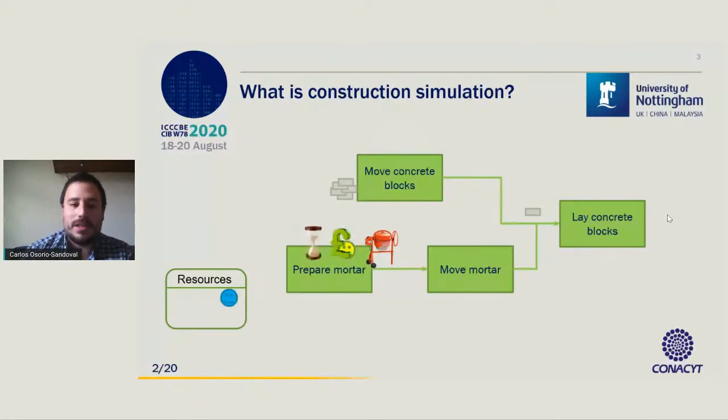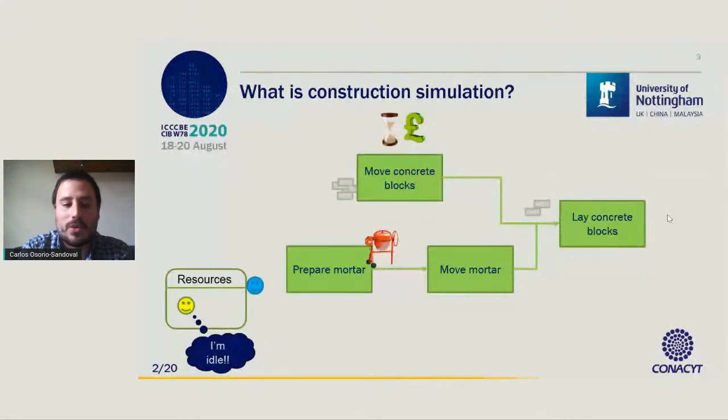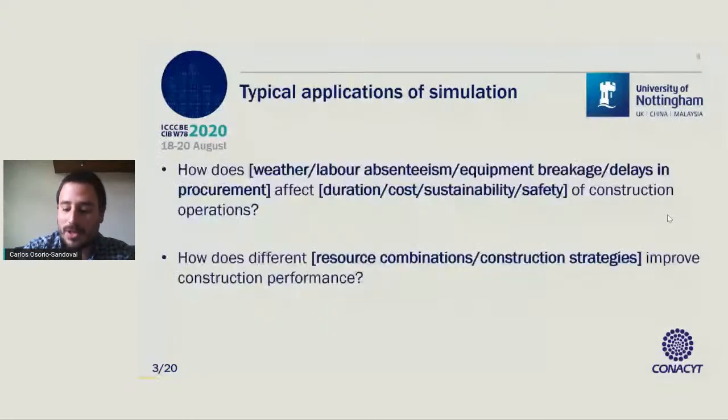So simulation is widely used mainly by the academic community for several applications, including, for example, estimating the impact of diverse variables on the performance of construction operations and projects, for example, weather, labor absenteeism, equipment breakage, delays in procurement, supporting decision-making and resource management, and studying and improving construction operations.